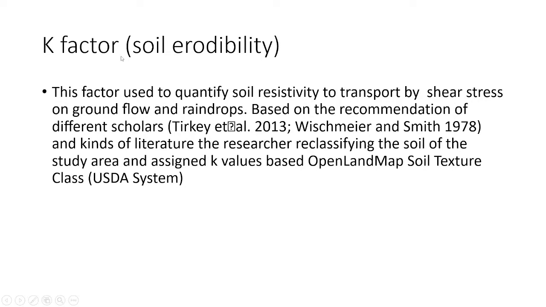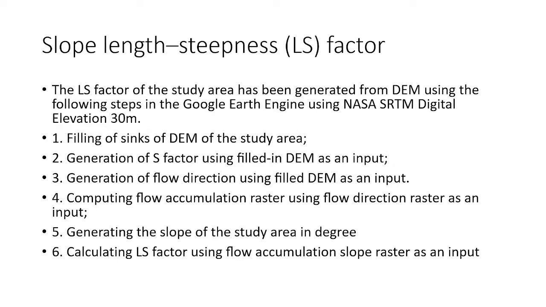And after that, the K factor. The K factor is the soil erodibility, the factor used to quantify soil resistivity and the detachment and transport by shear stress of ground flow and raindrops, that is, how much soil will be transported. Based on the recommendations of different scholars, they apply different values. You can also get different values from different papers. I will also send you some papers about that.